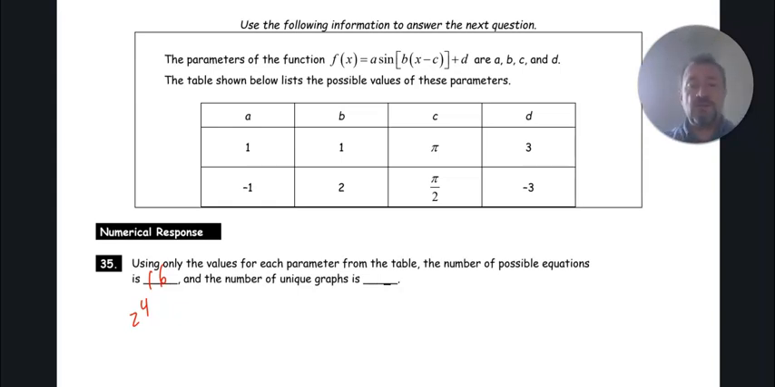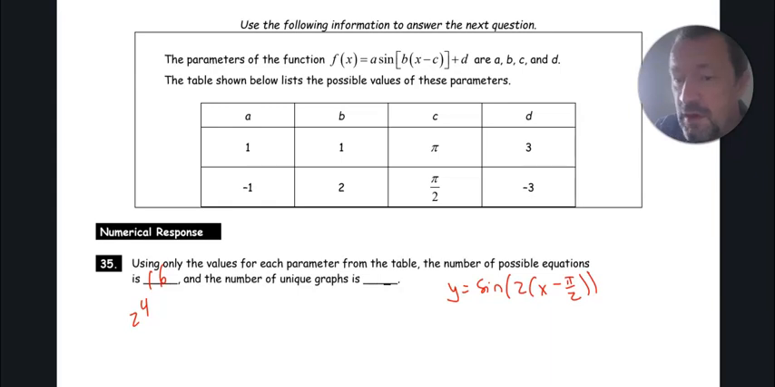Okay, so what we've got to do is take a quick look at the setup here, and identify the graphs that are going to look the same and what it is that's connecting them. And here's what we can tell. Let's say we start with y equals sine of 2 x minus pi over 2, plus 3.